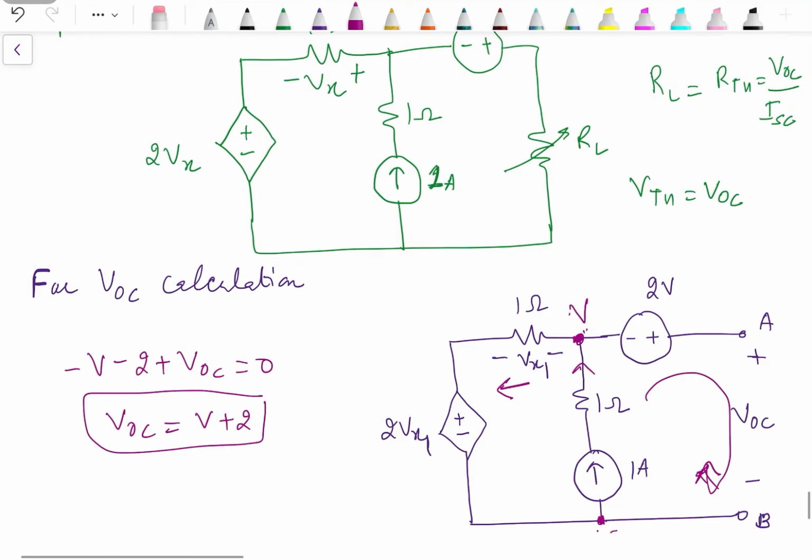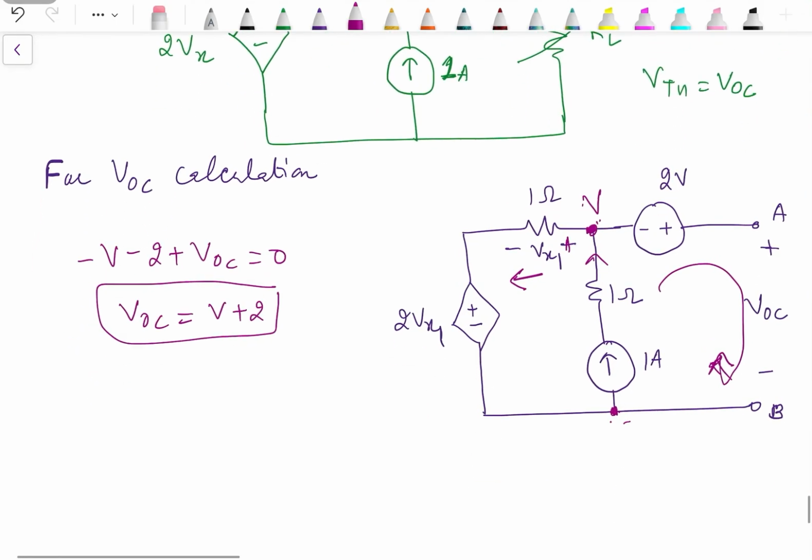For this branch, since the current direction is unknown, I'm assuming this one is outgoing, and in this branch current is actually 0. So this 1 ampere should be equal to the current flowing through this 1 ohm resistance, which is connected in series with this 2Vx1 voltage source. So 1 is equal to (V minus 2Vx1) by 1.